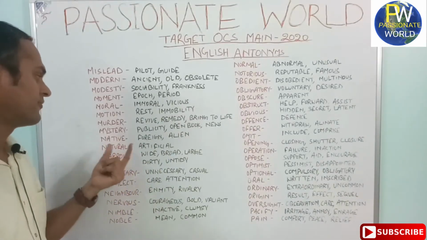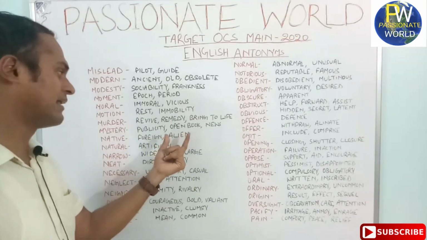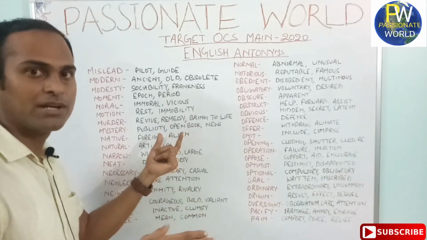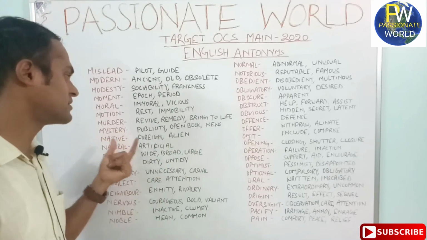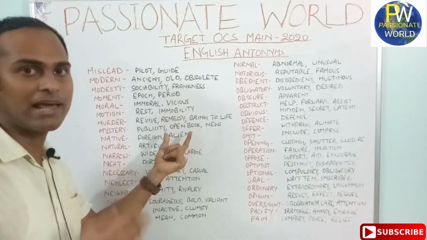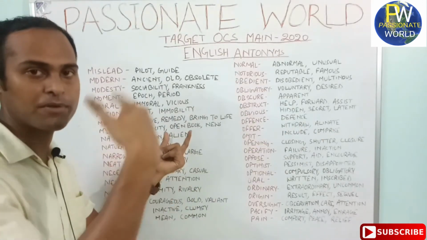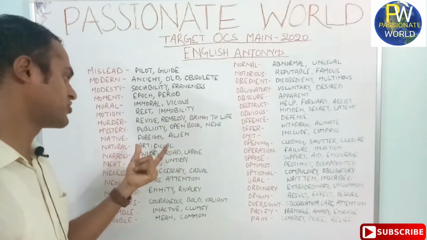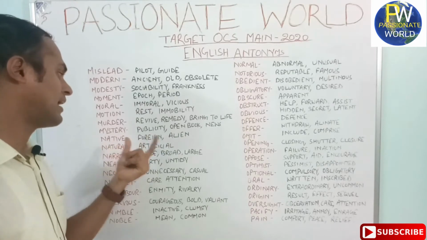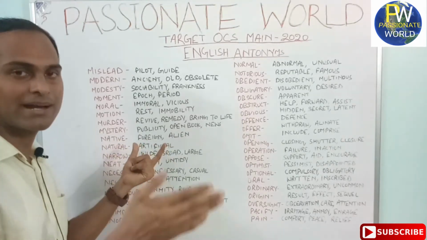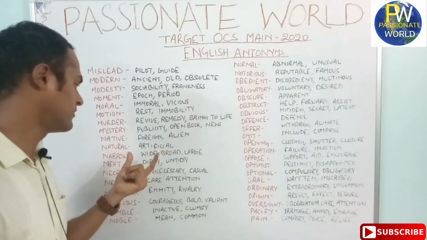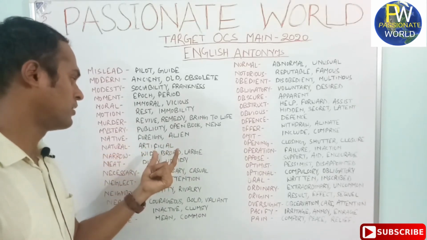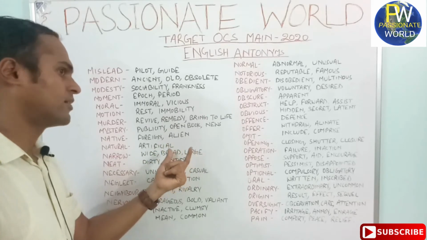Then native, foreign or alien. In citizenship, we say native citizens or aliens. Aliens means people from other countries. Then natural, artificial. Natural, artificial is very common. Narrow, wide or broad or large.